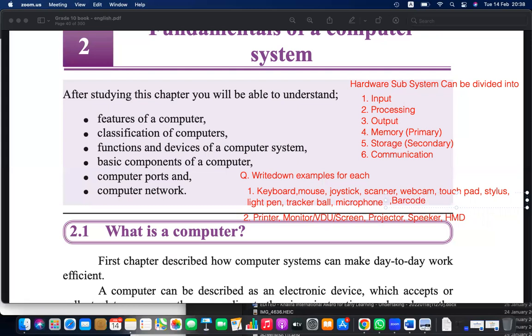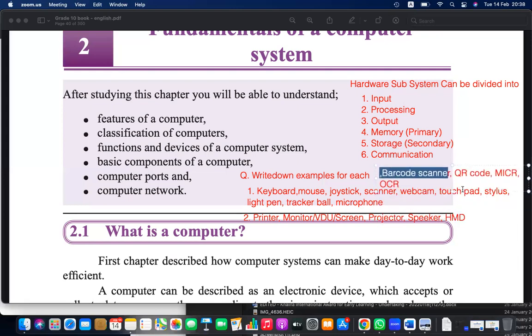Barcode scanners, QR code scanners, and then magnetic ink character readers, optical character readers. Okay, a lot of scanners are there, right? All are scanner type and all are input devices. Barcode, QR code, OCR, MICR.